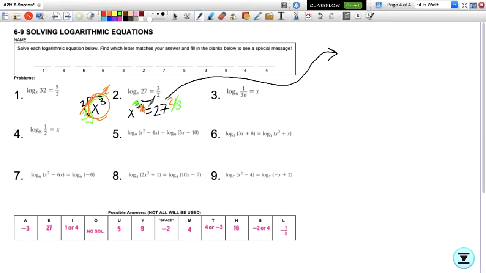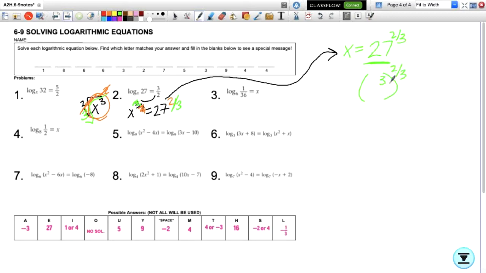Okay. I honestly haven't written it yet. I'm going to be thoughtful about what I put on there. So now that I have my x alone and positive, and I have 27 to the 2/3, I'm going to look at my base. And I'm going to ask myself, can I rewrite that 27 as something with a power of 3 so that it will cancel out this denominator, right?